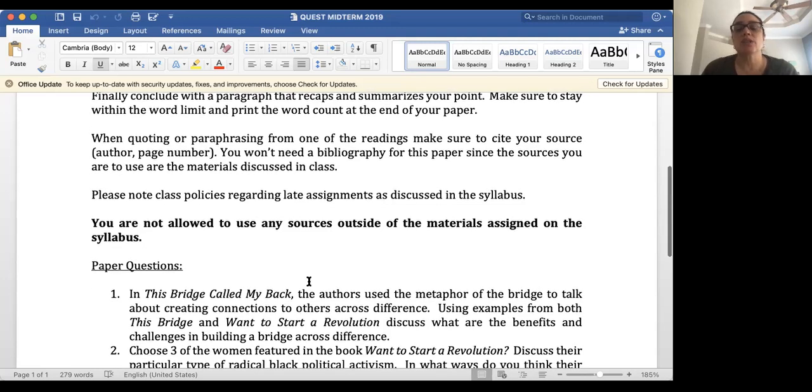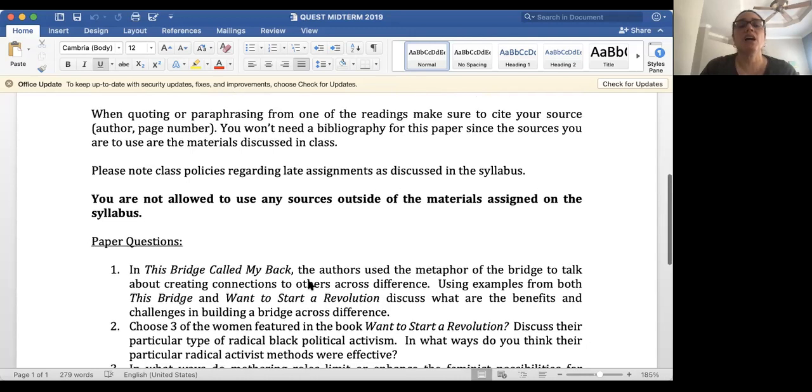You are not allowed to use any sources outside of the materials assigned on the syllabus. If you use any sources outside of the materials assigned on the syllabus, it'll actually count against you. So make sure that you keep to the reading assignments that we've had so far up to when the midterm is due.